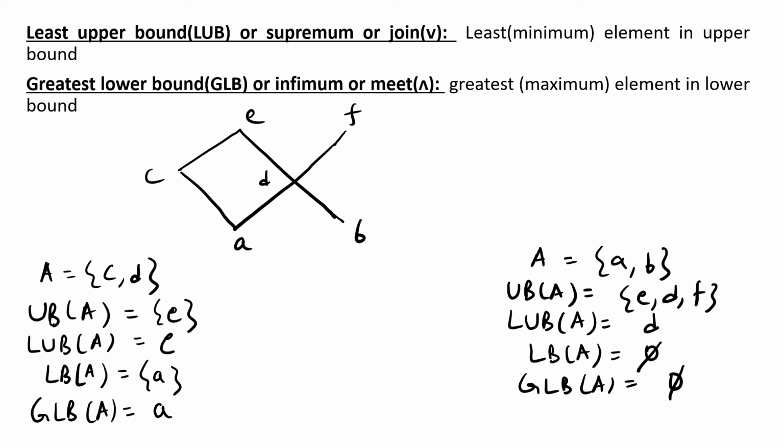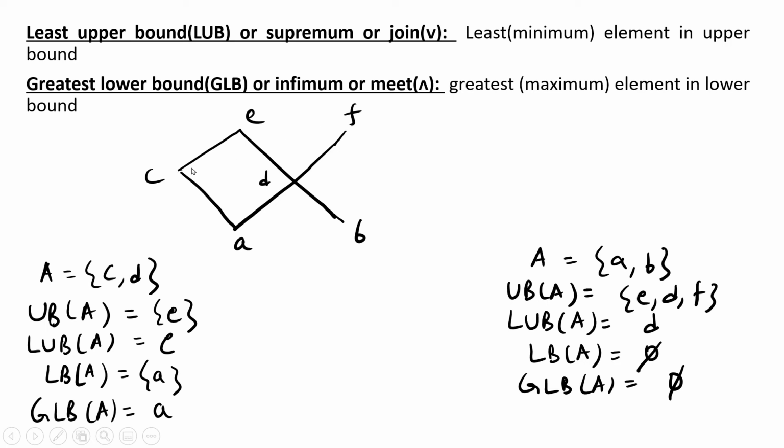Then least upper bound, or supremum, or join. The minimum element in the upper bound is the least upper bound, and the greatest lower bound, or infimum, or meet, is the maximum element in the lower bound. So let's check. A is the set {C, D}, then the upper bound of A is E only, because C is related with E and D is related with E. So the upper bound is E only, because D is related with F but C is not related with F.